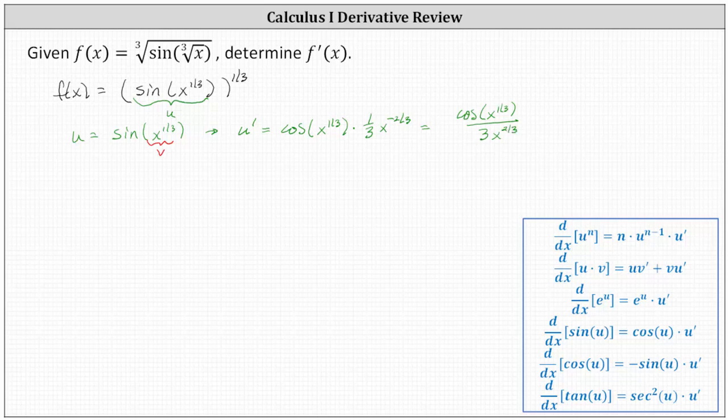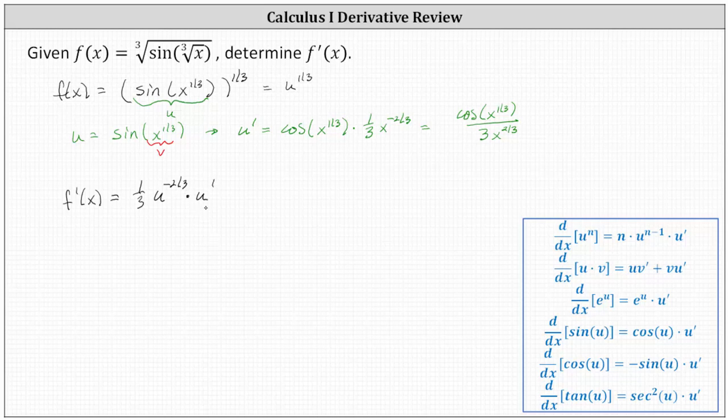Now that we have u and u prime, we can think of the original function f of x as just u to the 1/3, because again we let the inner function of sine of x to the 1/3 be equal to u. And therefore f prime of x is equal to, in terms of u, applying the power rule with the chain rule, we have 1/3 times u to the power of 1/3 minus 1, which is negative 2/3, and then times u prime.